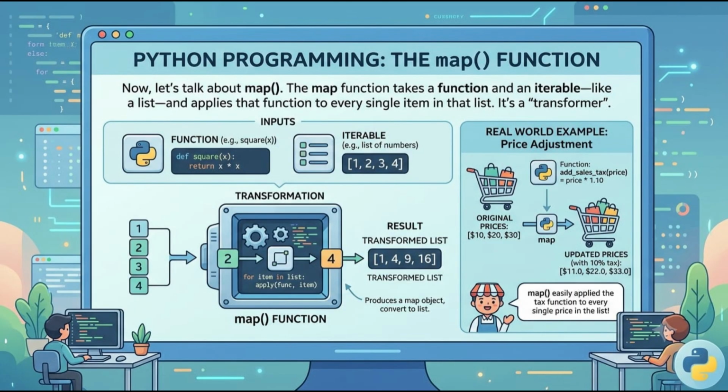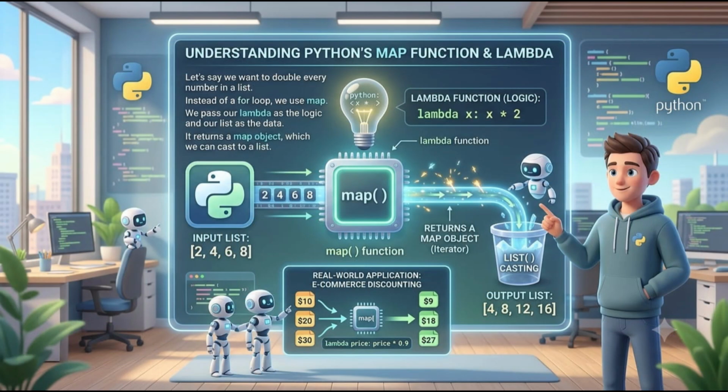Now, let's talk about map. The map function takes a function and an iterable like a list and applies that function to every single item in that list. It's a transformer. Let's say we want to double every number in a list. Instead of a for loop, we use map. We pass our lambda as the logic and our list as the data. It returns a map object, which we can cast to a list.